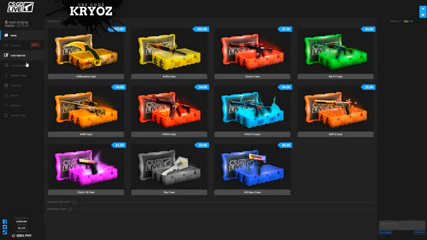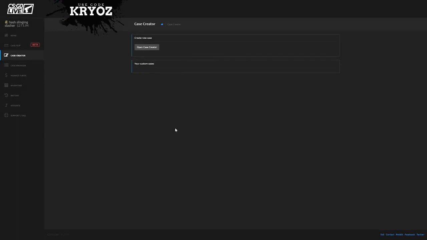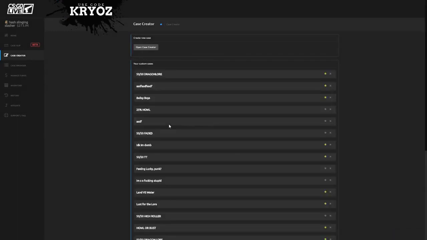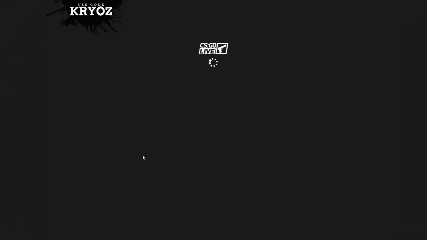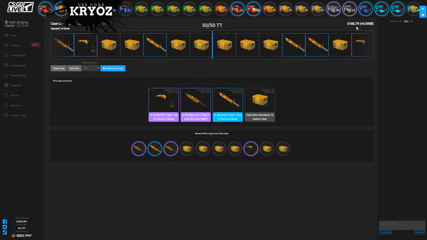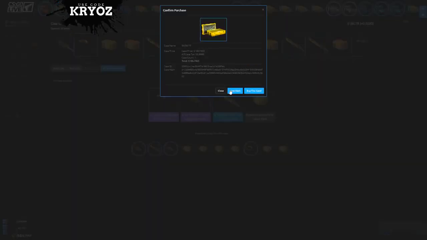Just slightly short of being able to open another one of these as well. A shame nonetheless. We're going to open one of these 50-50 Tiger Tooth cases that I do have, and that'll probably be the video. Might be able to open another one depending on. These are 186, so maybe be able to open two of them, but that's only if we get like a Bayonet Tiger Tooth. I might just sell it back and open another one.